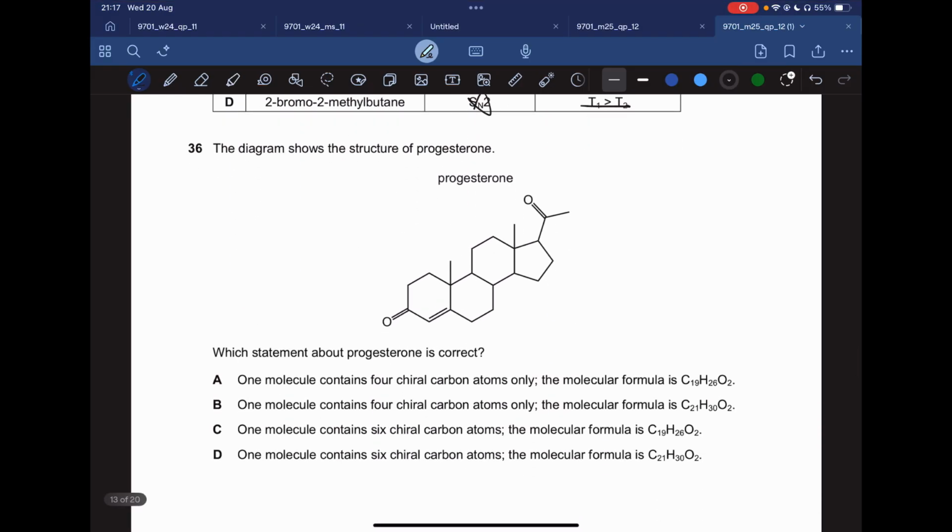Okay, for this question, progesterone, they're asking about the chiral centers. So let's count the number of chiral centers here. Okay, remember chiral centers don't count the ones that have two hydrogens. Just count the ones that have different groups, right? So here we have 1 because it has 4 different groups bonded to it.